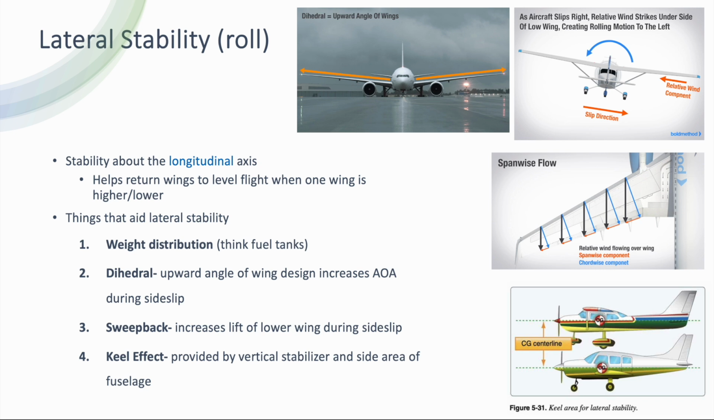So a dihedral is designed so that if the plane is blown sideways like this, as it's kind of sliding sideways like that, because of the bend, this lower wing creates a higher angle of attack than this one, and so that picks the low wing up.